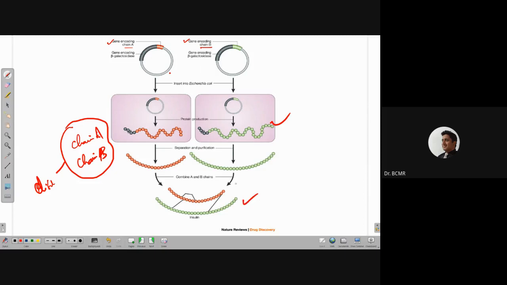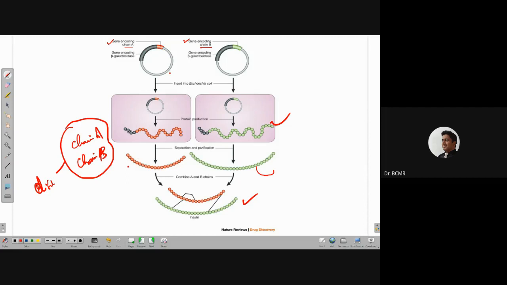There are possibilities of other things. Disulfide bonds between chain B and chain B may also happen, and chain A and chain A may also happen. So I think people use different strategies, which are mostly dependent on the chemistry and also on the kinetics of how disulfide bonds form, to minimize unnecessary disulfide bond formation.